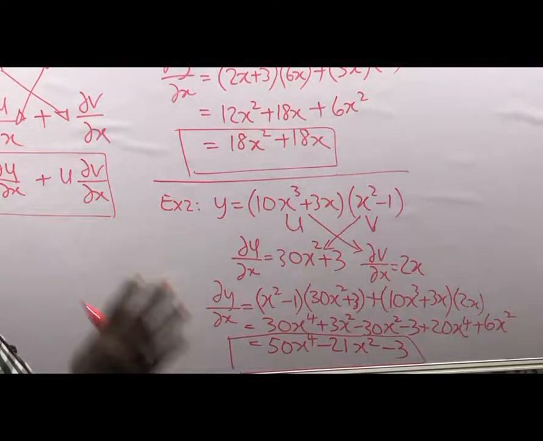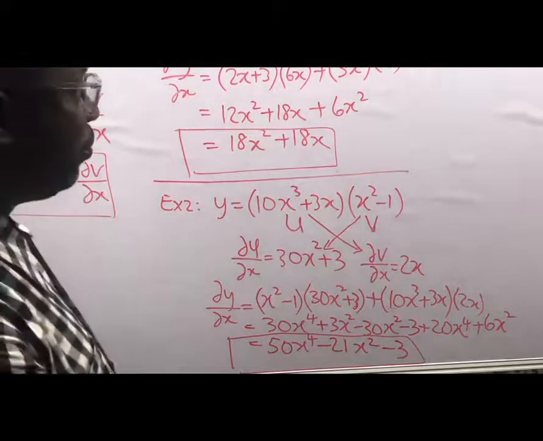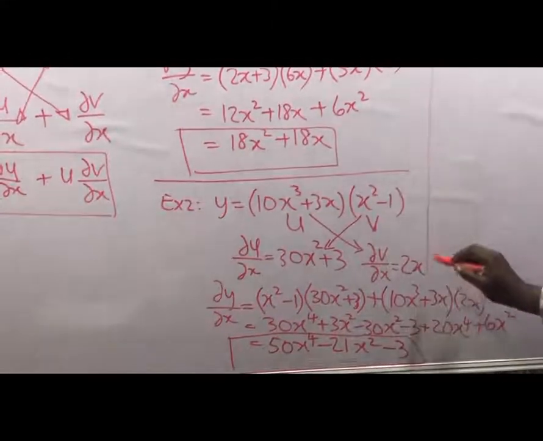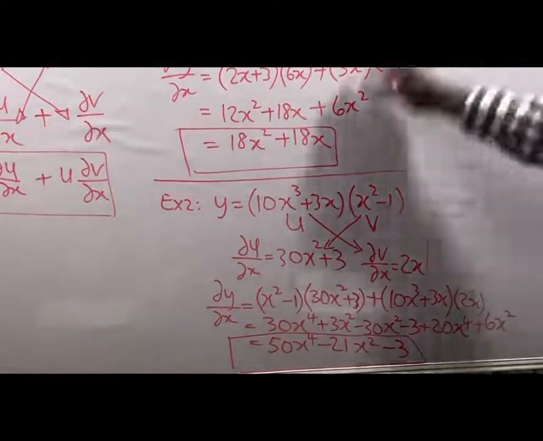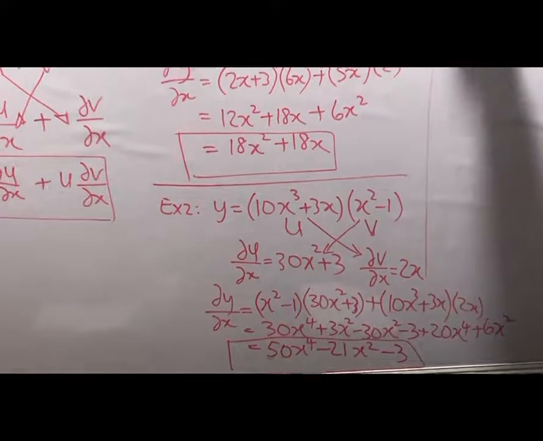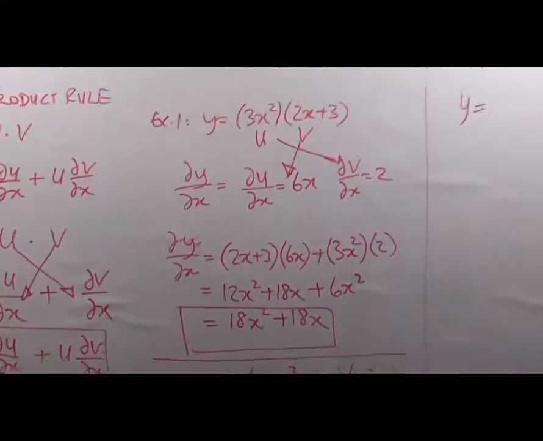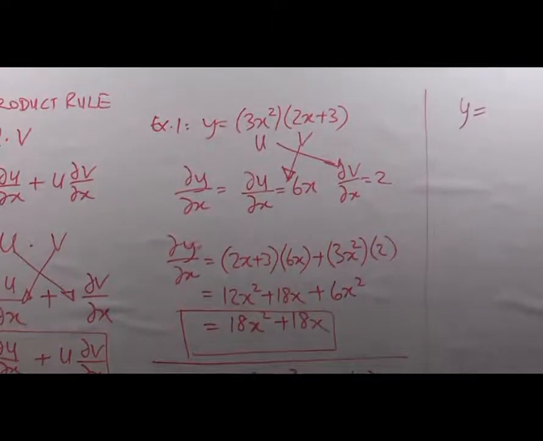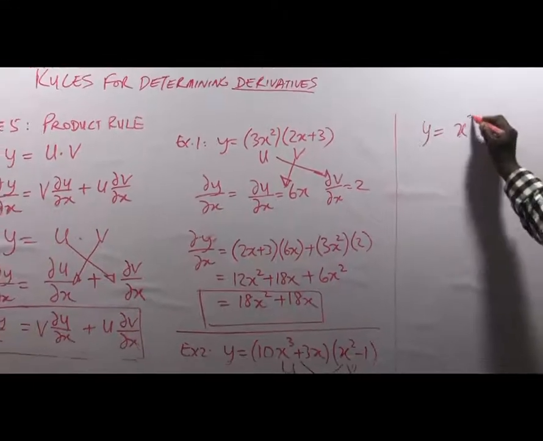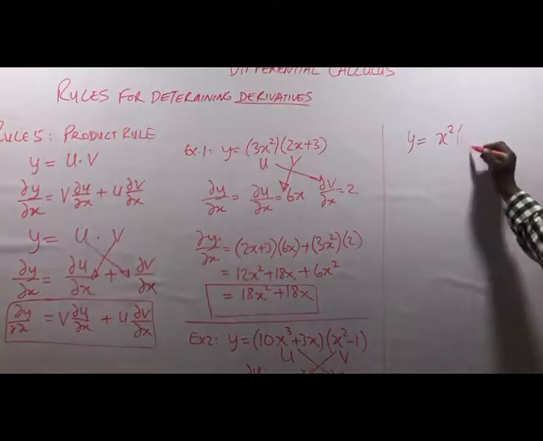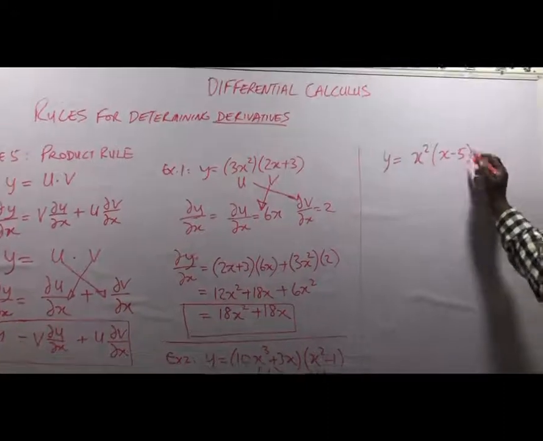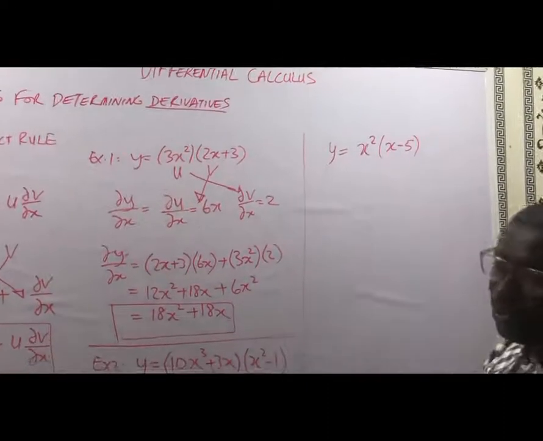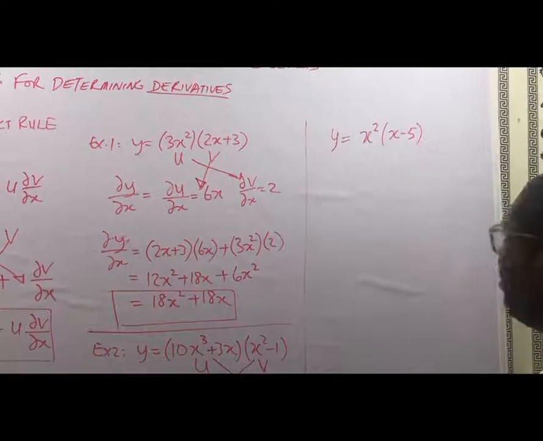Very quickly, I'll do one more example with you before the close of this video. Let's look at one more example on this side. The example I have is y is equal to x squared times x minus 5. Okay, it's an interesting one. X squared times x minus 5.